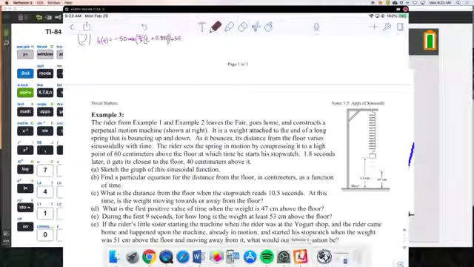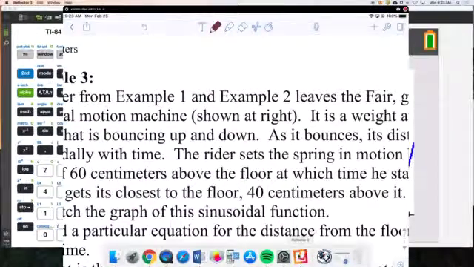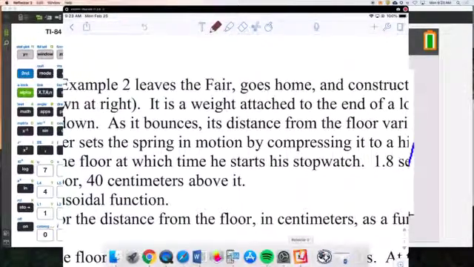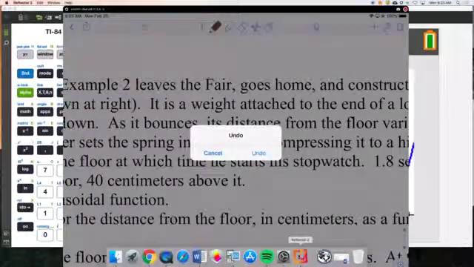All right, so here we are in example 3. The writer from example 1 and example 2. It's the same guy. It's not two people. That guy leaves the fair and he goes home. That's what you're supposed to do, right? Especially if you leave the fair at close to midnight. Nothing good goes on after midnight. Go home. Okay, what does he do when he gets home?